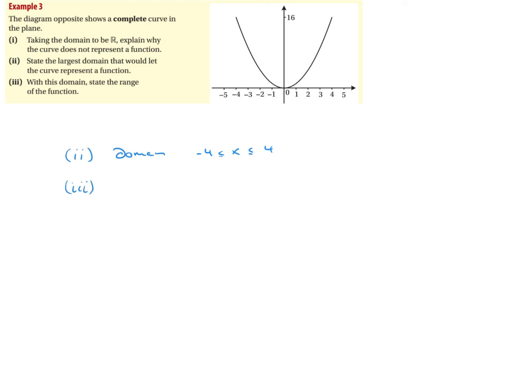Now it says, with this domain, state the range of the function. Well, the range is the possible values of y. Hopefully you can see that the lowest it can be is 0 here, and the biggest it can be is 16. So it can have any value between 0 and 16. Therefore, for the domain that we have between -4 and 4, the range, or the y values that it can take, is anywhere between 0 and 16. So we can write that y is between 0 and 16. And we're done.